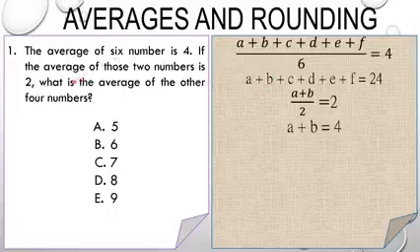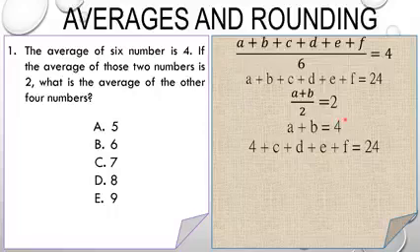So, para makuha natin yung average ng iba pang 4 numbers, ito yung C, D, E, F, substitute natin yung value ng A plus B, which is 4, in this equation. So, magiging 4 plus C plus D plus E plus F is equal to 24. Yung 4 na to, ililipat sa kabila, magiging negative. So, magma-minus tayo. 24 minus 4 is equal to 20. Ibig sabihin, yung sum ng C, D, E, F is equal to 20.